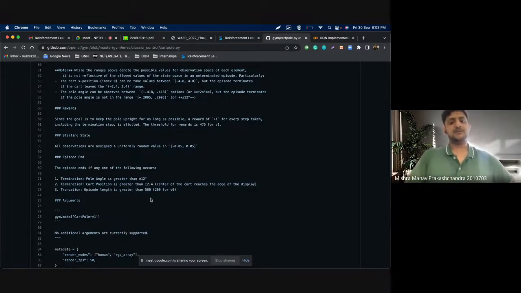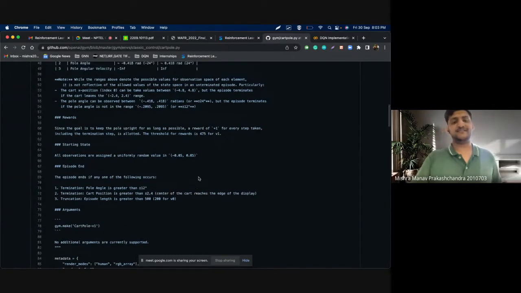Second, the episode ends if the cart position is greater than plus or minus 2.4, that is, the center of the cart reaches the edge of the display. And the episode length is greater than 200. Sorry, 500. If I go beyond 500 steps, I say the episode is a success and I terminate, and I start with a new episode. So this is the cart pole problem.